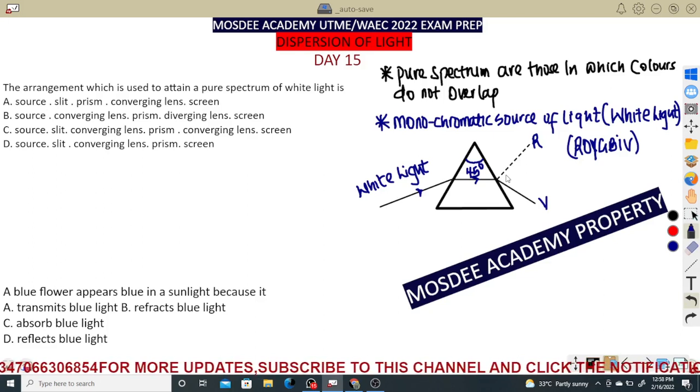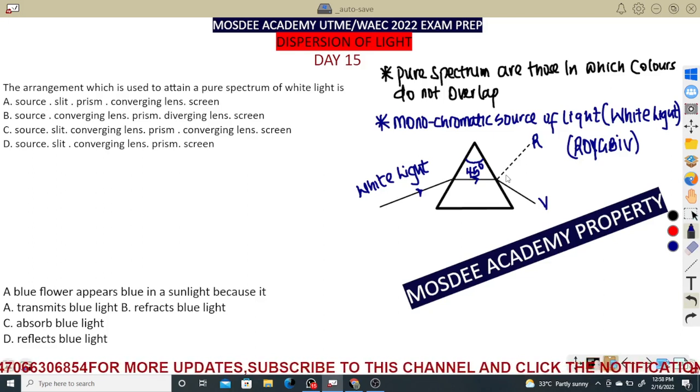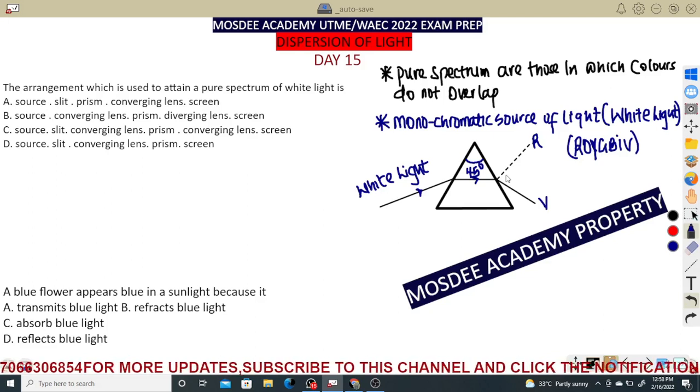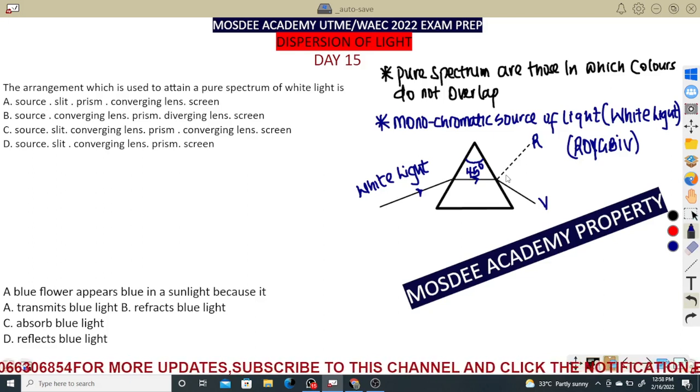So disperse is just splitting around. So it has split white light. Inside white light, we say there are 7 other colors, which we call colors of the rainbow. So the rainbow is formed as a result of dispersion of light.